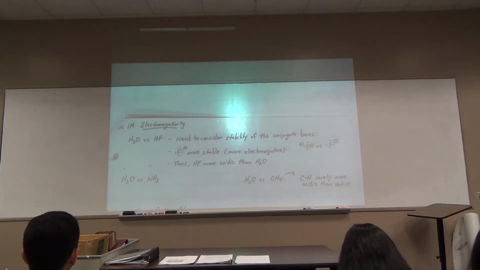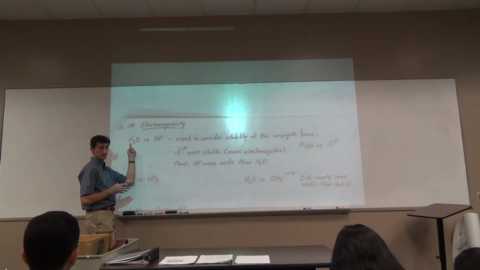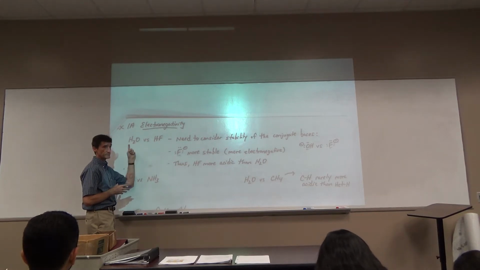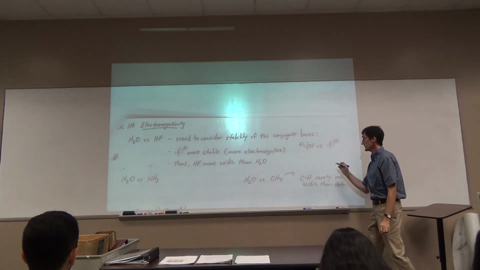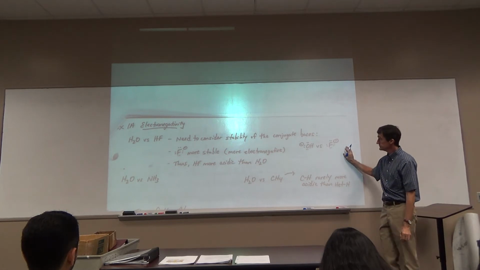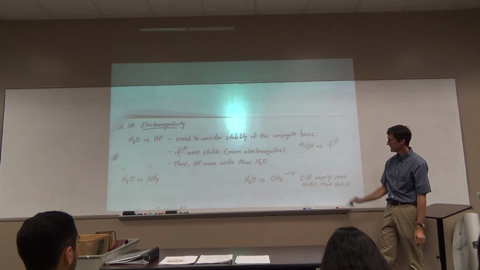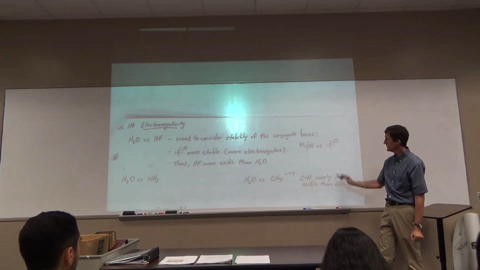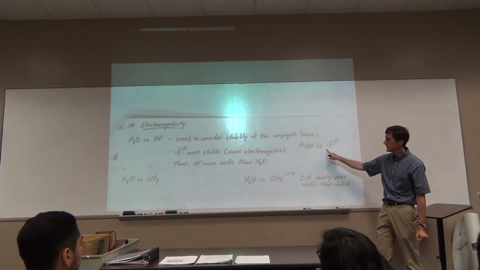But why? Let's approach this systematically. What do we need to look at? What you really need to look at is not these two. You need to look at where they're going, when they act as acids. What do the conjugate bases look like? F minus or OH minus. This is what you need to look at. And you need to say which is more stable. F minus is more stable than OH minus.